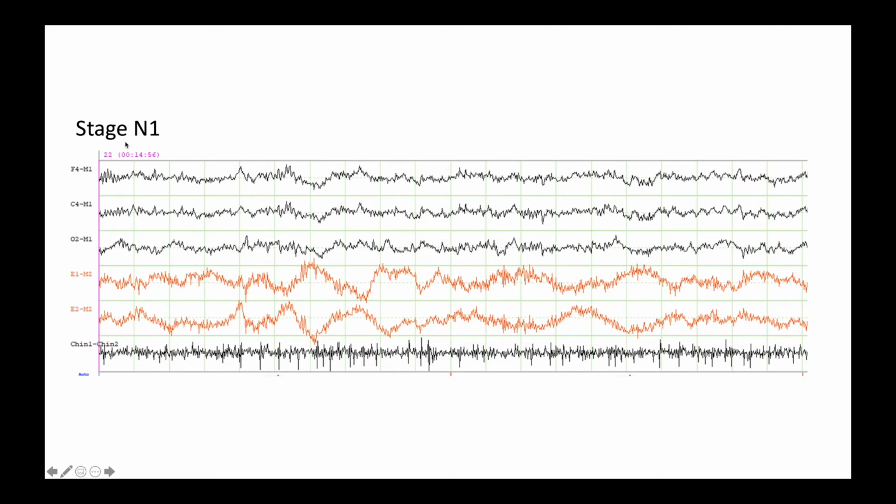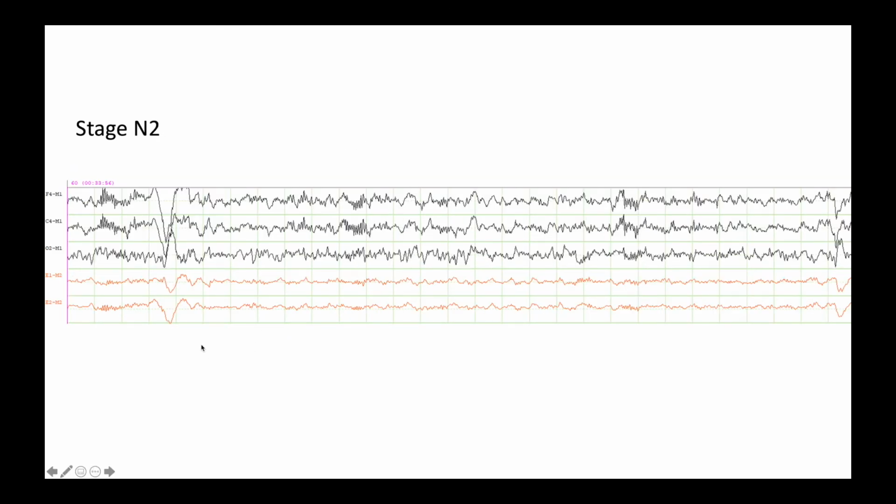This is the stage you enter first from wakefulness as you start trying to reach those lower stages of sleep like N2 and N3. This is stage N2, and remember we talked about sleep spindles. This is a sleep spindle right here. That's characteristic of stage N2. So if you see sleep spindles, you're very likely in stage N2.